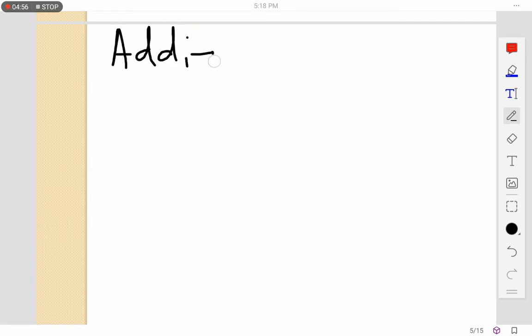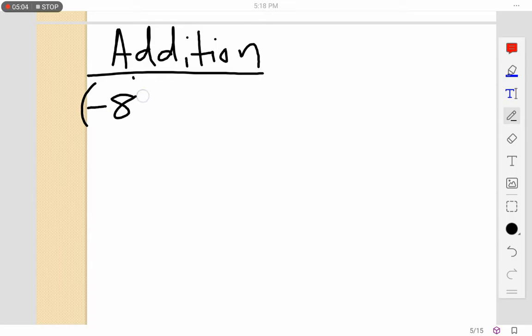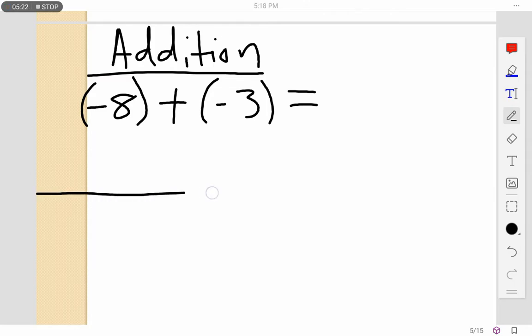I'm going to use the same numbers. Let's say I've got minus 8 plus minus 3. I'm putting brackets so that you can see that each is one number. When we have such a problem, we can go on our number line. Let me draw my number line here. This is my 0 here.